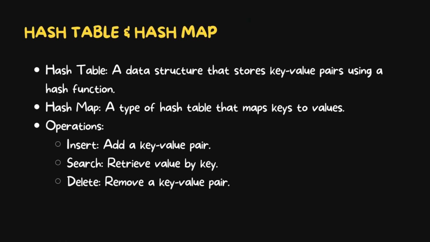A hash table is a data structure that stores key value pairs. A hash map is a more abstract version of this, where each key is hashed to find the index for its value. For example, in Python, dictionaries are implemented as hash maps. You can store and access values by their unique keys in constant time, thanks to the underlying hash table structure.